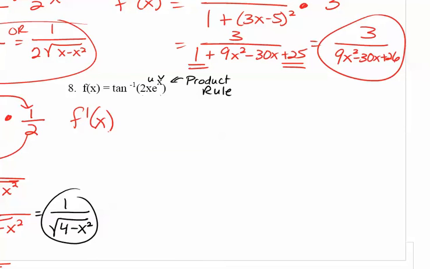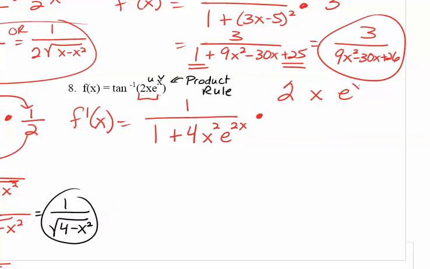F prime of x is equal to 1 over 1 plus our entire glob squared. So let's see, I want to square each part. So that would be x squared and e to the 2x. And then times the chain rule on this glob. And that's the thing I'm saying requires a product rule. So let me write it again up here a little bit larger. So I'm going to consider this my u term, this the v term, and the 2 I'm going to keep out of the product rule.